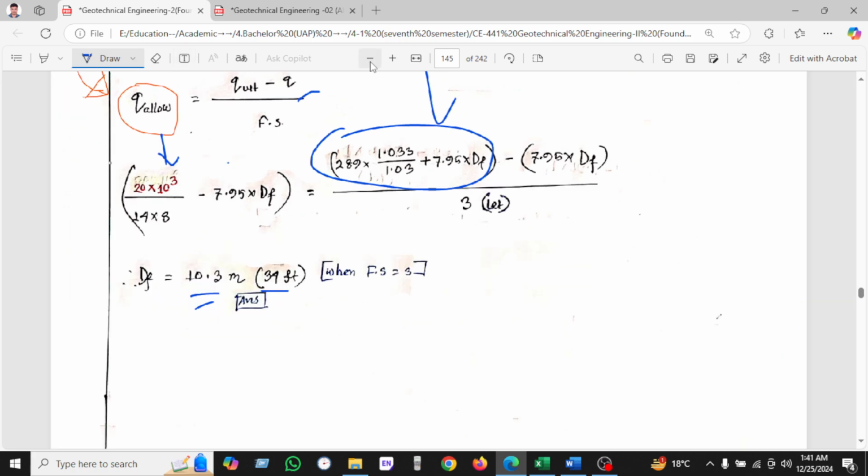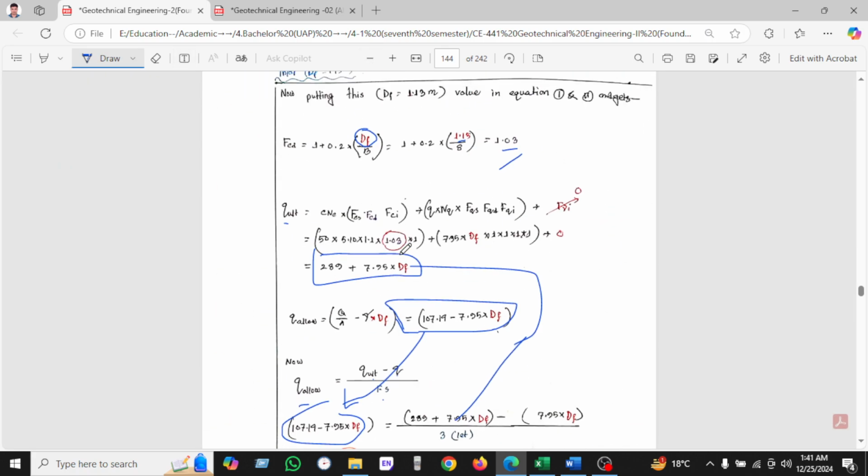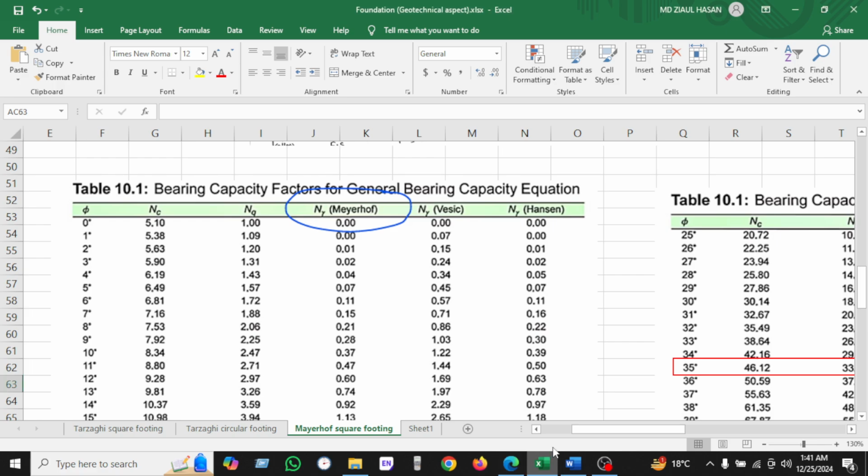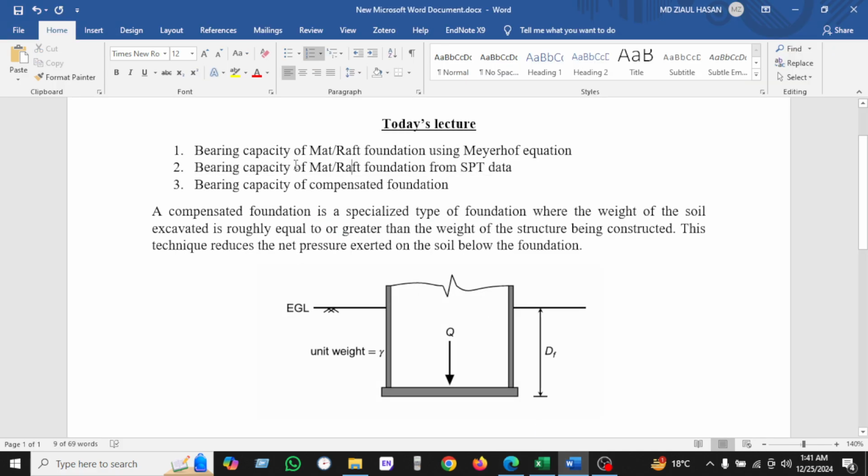So today's lecture has ended. If you have any question, then let me know. I want to say again that the lecture is divided into 3 types. One is the bearing capacity of raft foundation using the Meyerhof equation, and the second is raft foundation based on SPT or standard penetration test data, and the third is compensated footing.